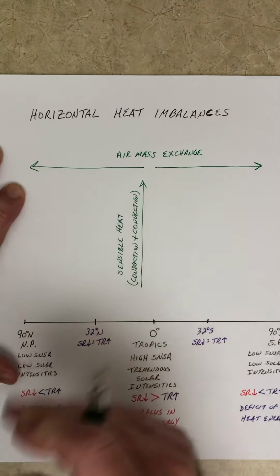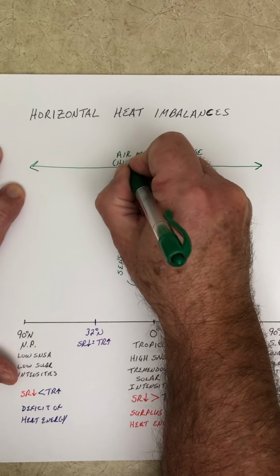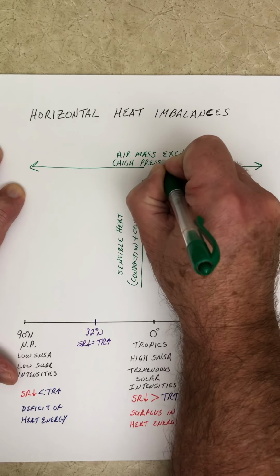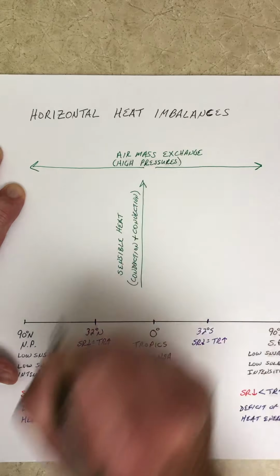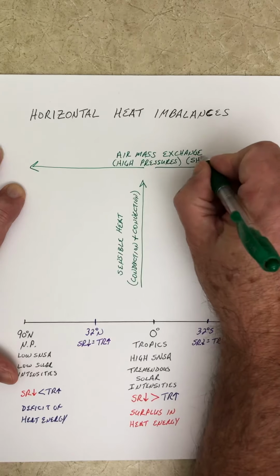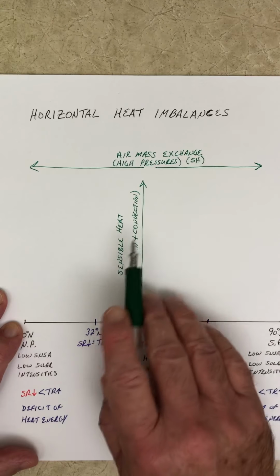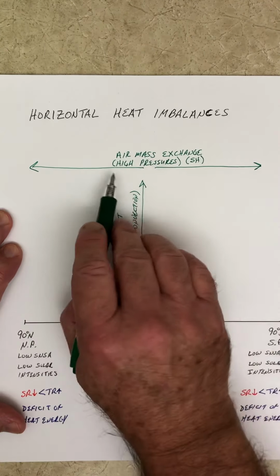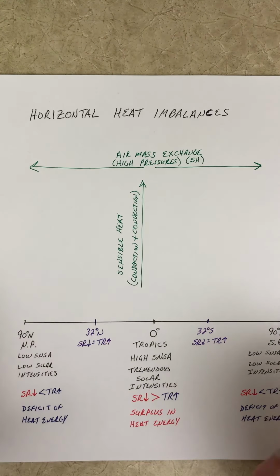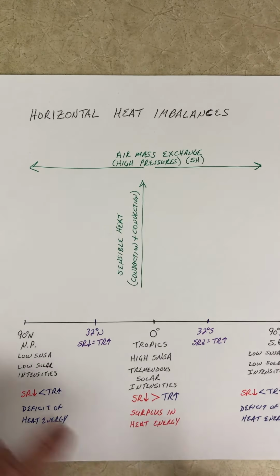Air masses are going to exchange hot air for cold air and cold air for hot air. Again, this is done by high pressures. High pressures are how sensible heat is moved in the horizontal. Sensible heat is moved in the vertical through conduction and convection. Sensible heat is moved horizontally by air mass exchange, by high pressures, moving warm air from the tropics to the poles, cold air from the poles to the tropics. So that's going to take care of some of this surplus heat energy.